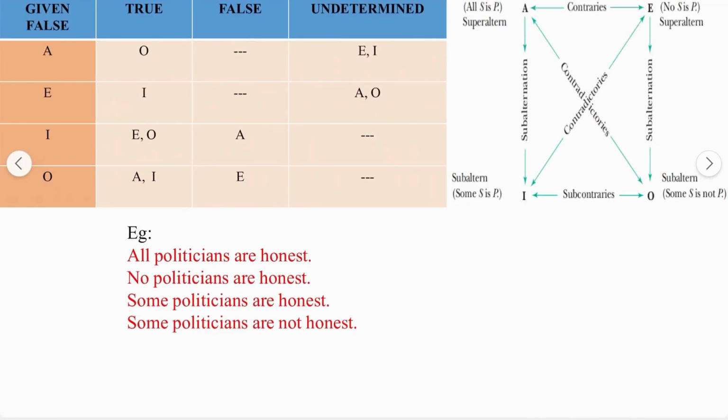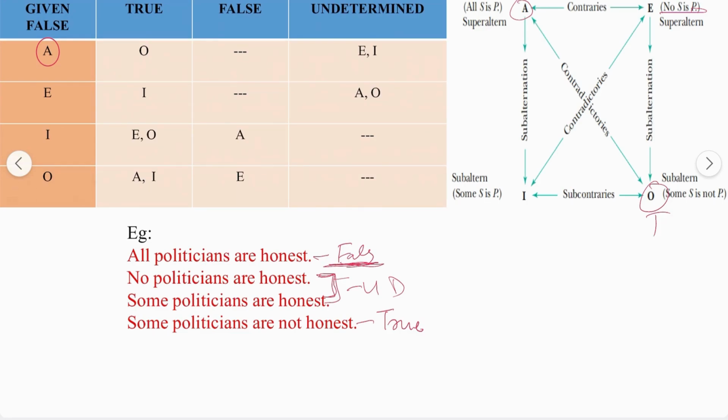What if it is given as false? Let's suppose the A proposition is false. From the A proposition we get O, and O will be true. So the O proposition would be true. But what about the E and I propositions? It is undetermined. We are not able to determine. The values of A and O we understand, but we are not sure about the others, like the example given here: all politicians are honest, no politicians are honest. If this is true, then obviously we can determine the value.